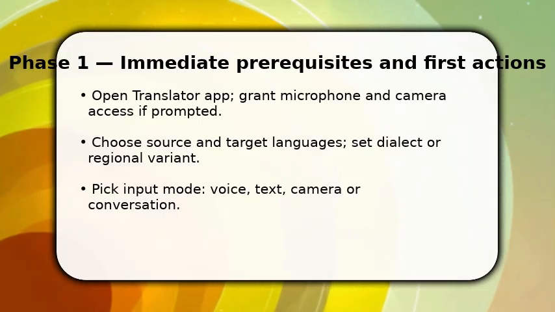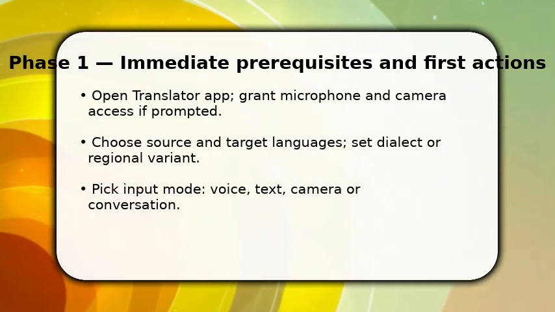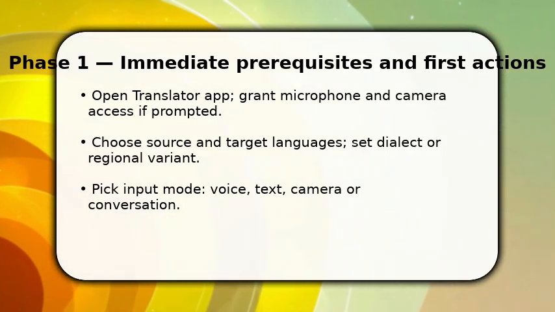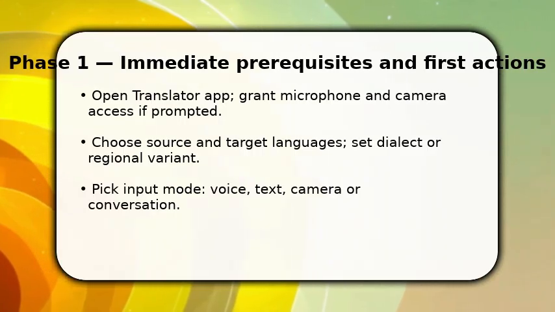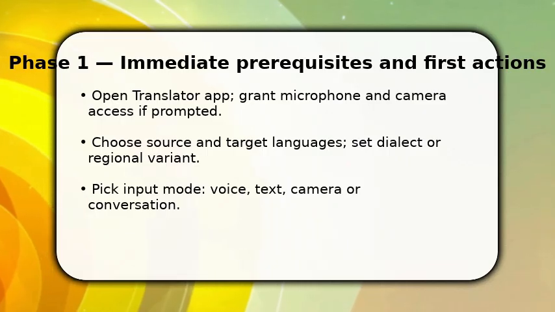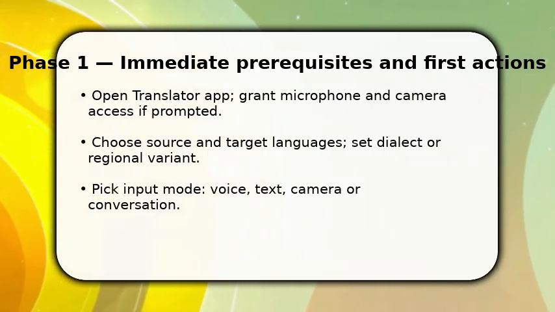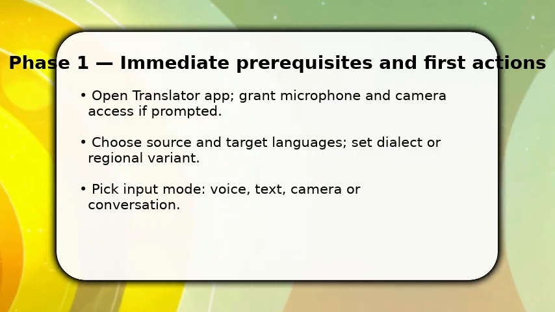You open the Translator app and you grant permissions. This lets audio and camera inputs work reliably. First, select the source language and then the target language so translations are accurate for context. Once done, choose input mode: voice if you speak, camera for signs, text for typed phrases, conversation for two-way chat.